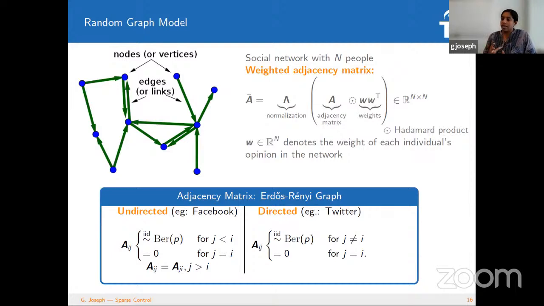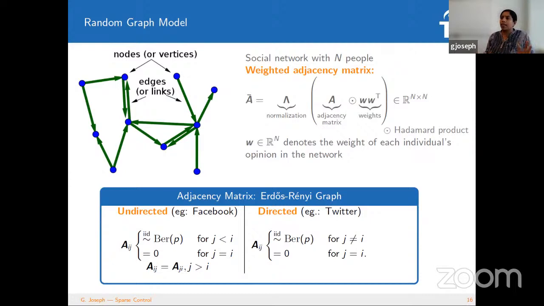The transition matrix will tell us how these people influence each other. So for the weighted adjacency matrix, we take the Hadamard product of the original adjacency matrix, the 0-1 matrix, with a weight matrix. So we construct something called WW transpose, where W denotes the weight of an individual's opinion in the network. If somebody is a very trusted person in the network, he'll get a higher weight. And if somebody is not so trusted, then he'll get a lower weight. So we'll just rank the people in the network and assign them some weights. That's what is denoted by W. There are n people, so everybody will get some weight based on their trust level in the network. And that will give you the vector W.